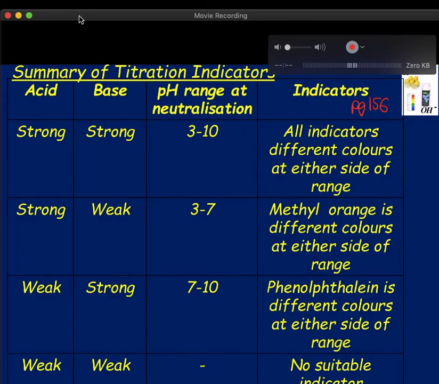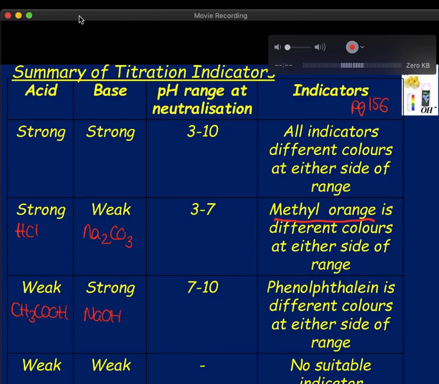And as we've said, you can use the color change coincides with the sharp jump on the graph, but strong acid, strong base will do all indicators. Strong acid, weak base, it is methyl orange, and when we did this it was, I think, HCl and sodium carbonate. Yeah, and then when we do weak acid, this was the ethanoic acid against NaOH.